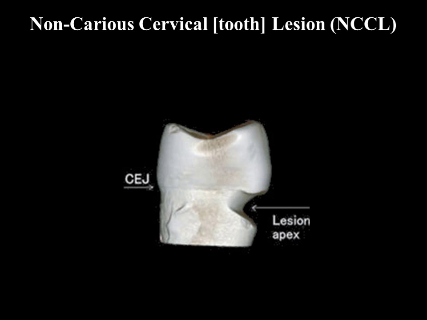Non-carious cervical tooth lesions, or NCCLs, are identified by the wearing away or abrasion of hard tooth structure at the gum line. This picture clearly shows a void on the right-hand side of the tooth, which is the result of mechanical processes. The CEJ acronym in this picture, or cemento-enamel junction, identifies this boundary area between the enamel, which covers the crown of the tooth, and the cementum, which covers the root.